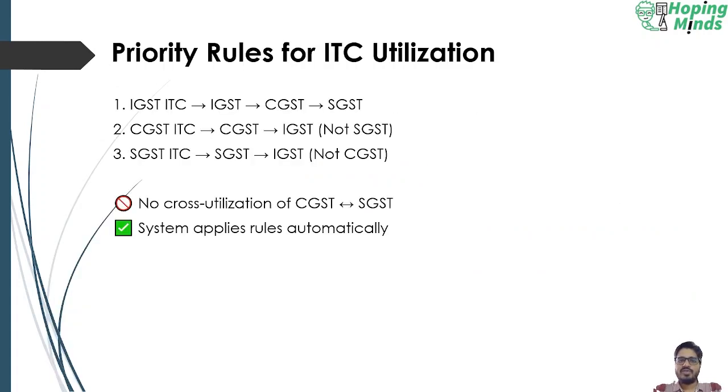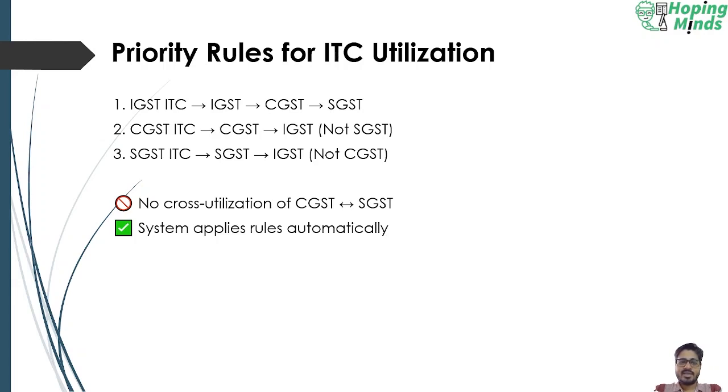Then priority rules for ITC utilization. That is how input tax credit is utilized and in what sequence the different components are to be utilized. So IGST input tax credit shall be first utilized to pay off the IGST taxes, then CGST and then towards SGST taxes. Similarly, the CGST input tax credit shall be first utilized to pay off CGST and then IGST. That is, it cannot be utilized to pay the state taxes.